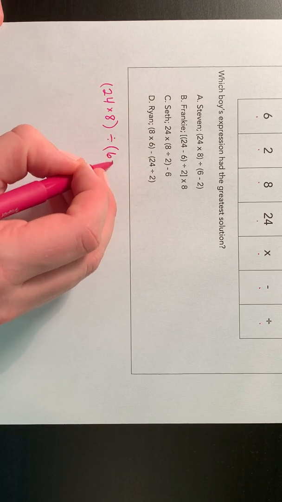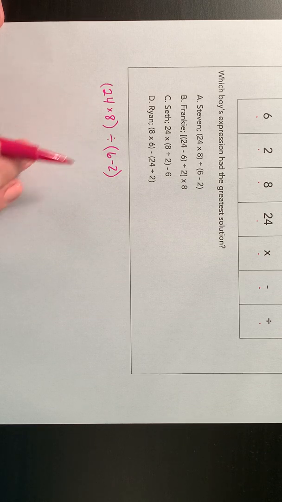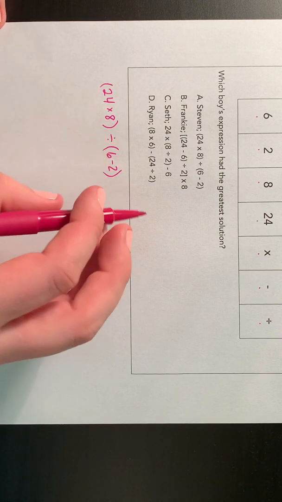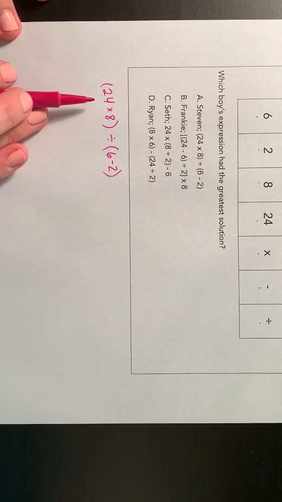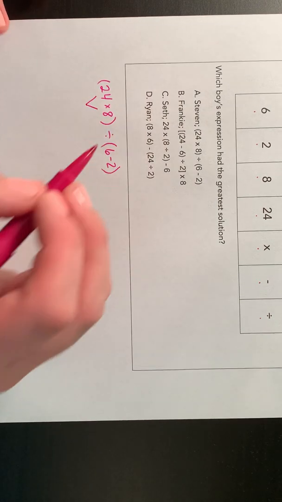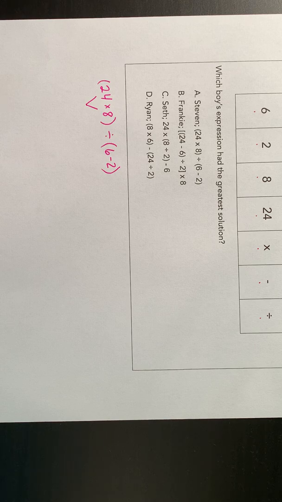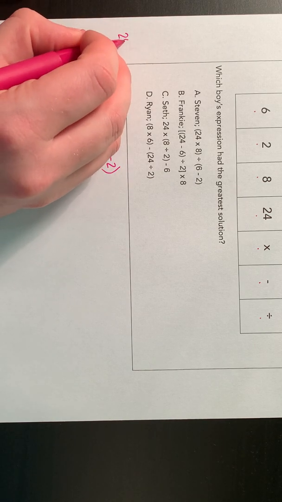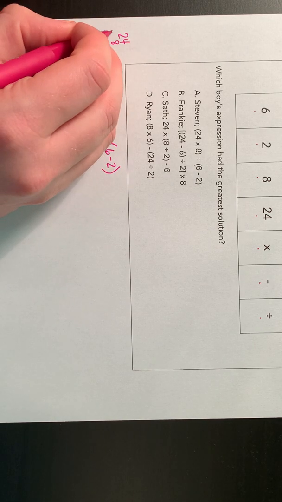And I'm making sure that I copy the problem right, because if I don't copy a part of it right, I'm never going to be able to solve the problem correctly. So I have 2 sets of parentheses. One is multiplication. I'm going to start with that one. And 24 times 8, I'm going to have to do that off to the side because I don't know that off the top of my head.